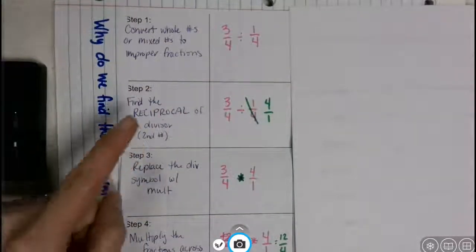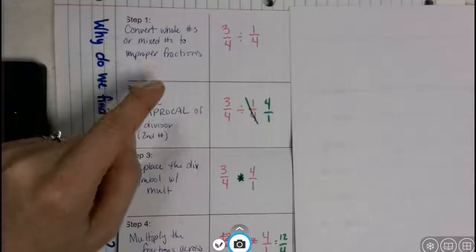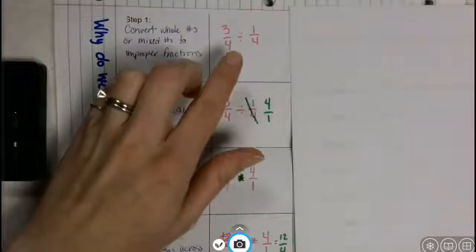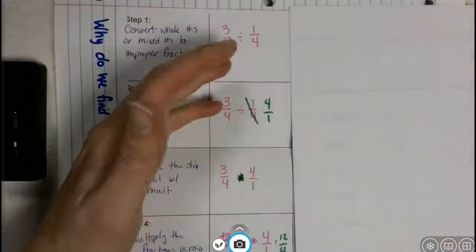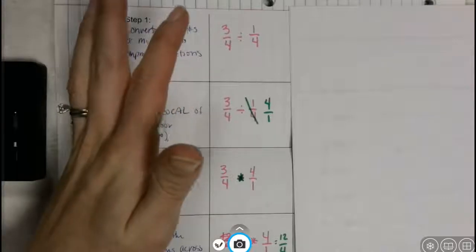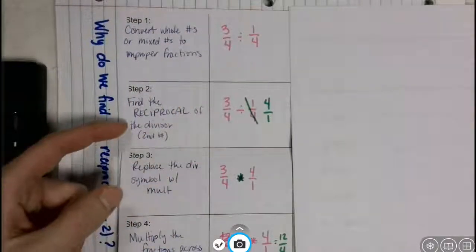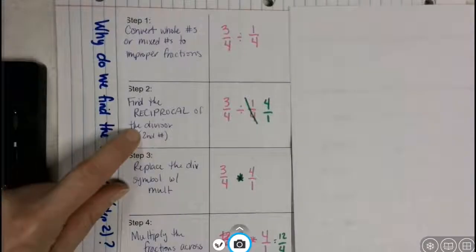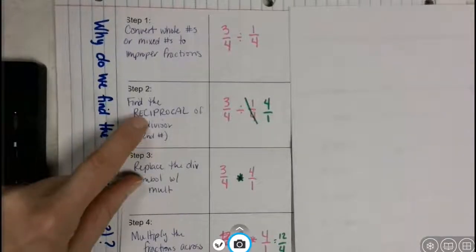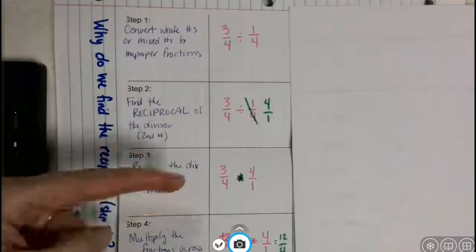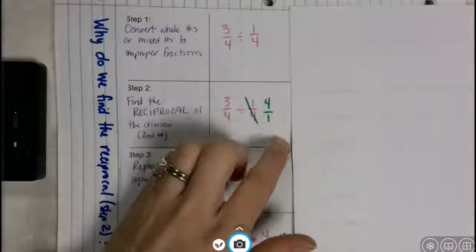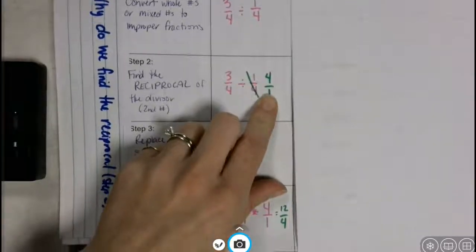So step 1, no matter what we have, we convert the whole numbers or mixed numbers to improper fractions. So in this first example, when I have 3/4 divided by 1/4, they're both already fractions, so I don't have to deal with anything. So step 2 is to find the reciprocal of the divisor. Okay, and reciprocal's in caps because that's the important piece. And the divisor's the second number. Okay, so when I find the reciprocal of the fraction, I take my fraction and I flip it. It's the thing that I can multiply this fraction by to get 1 is really where we come up with this. So I flipped the second fraction.